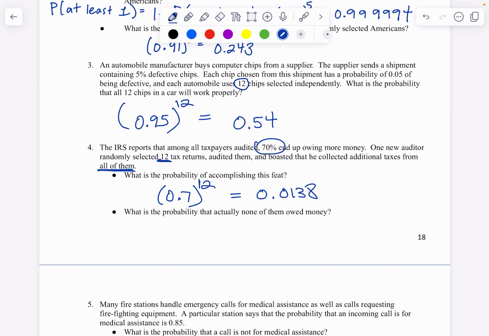What is the probability that actually none of them owed money? Well, the probability that they don't owe money is 30%. That's a chance that they did not owe money. And we need all 12 of them to not owe money. So again, we're going to get a very small number here. 0.000000531.